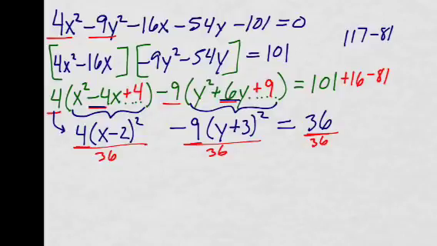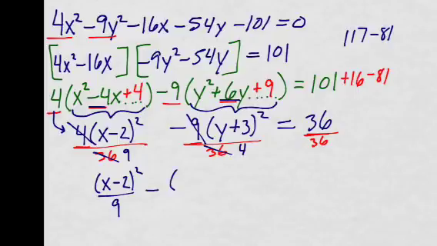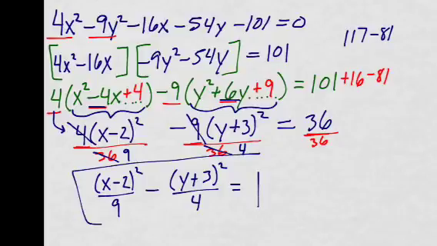And that's going to give us fractions. So we'll cancel out the 4 with the 36. 36 divided by 4 is 9. So that's going to be (x - 2) squared over 9. And then we'll cancel out the 9 with the 36. That'll leave a 4 in its place. So minus (y + 3) squared over 4 equals, of course, 36 divided by 36 is 1. And that's our standard form for a hyperbola.